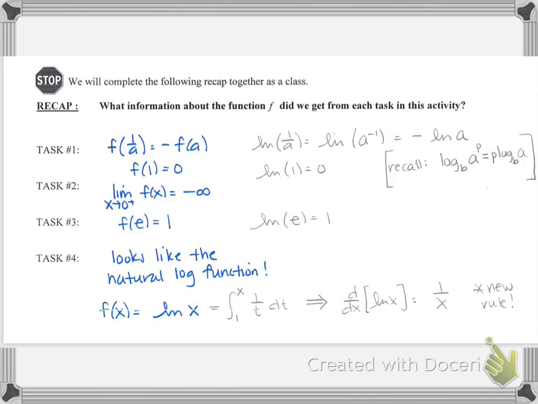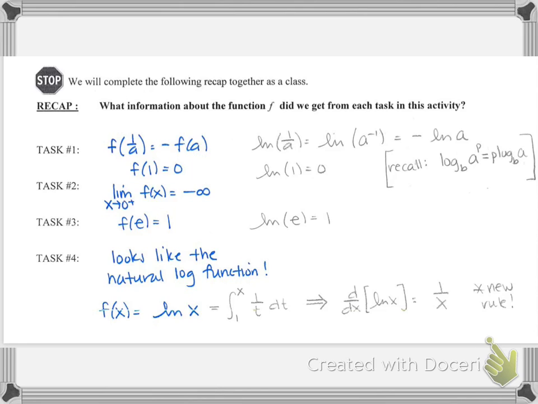You can see a couple of extra notes here that I've put just to reinforce the fact that, yep, this actually is the natural log function. The very first property is a property that works for all logarithms, but the fact that f of e turns out to be 1 is what sealed the deal to say that this is actually the natural log function.